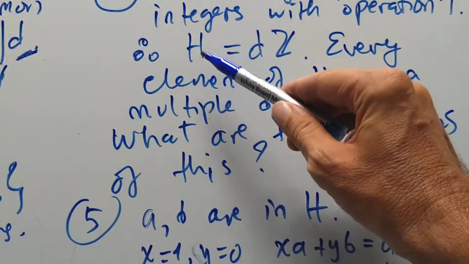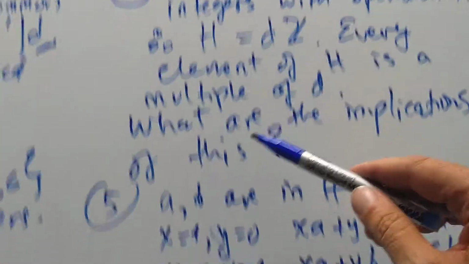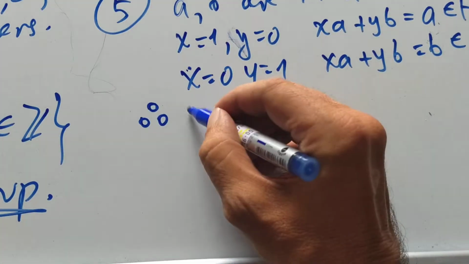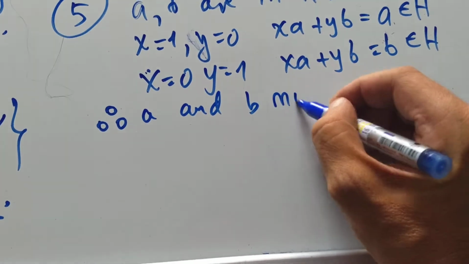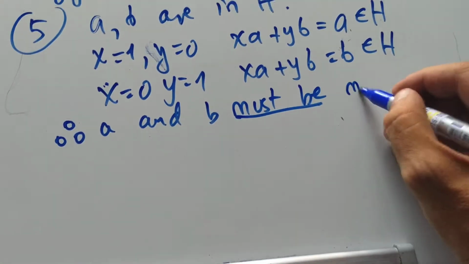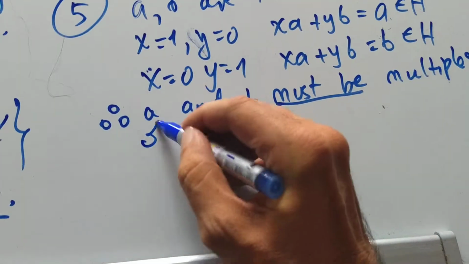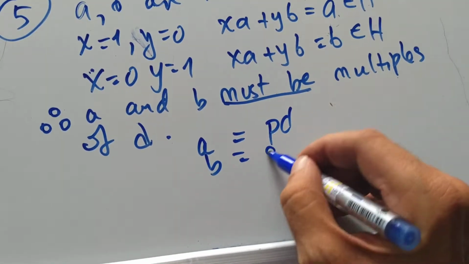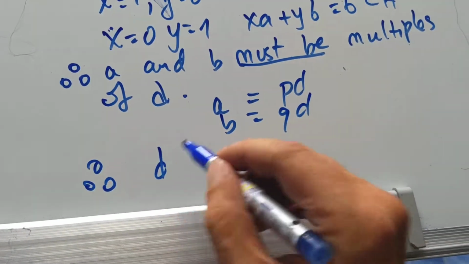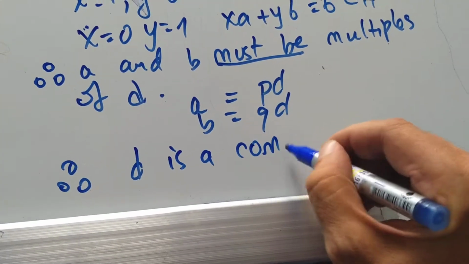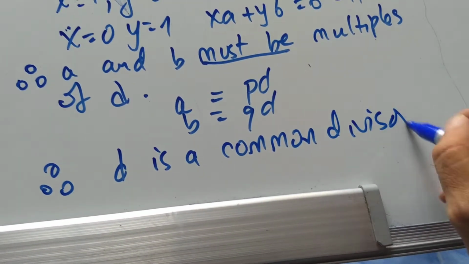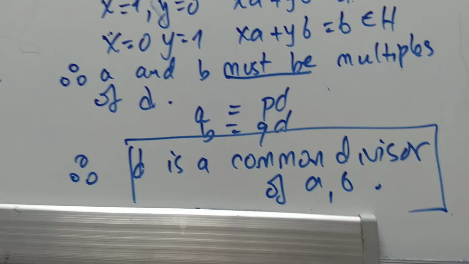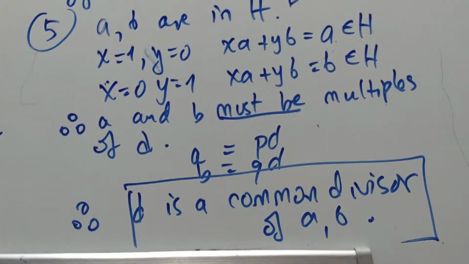But since H is a multiple group, A and B must be, look at this, beautiful critical point, A and B must be multiples of this D. So A is PD, B is QD. Therefore, D is a common divisor of A and B. Now, you see, my friends, I bet you can see where this is going.